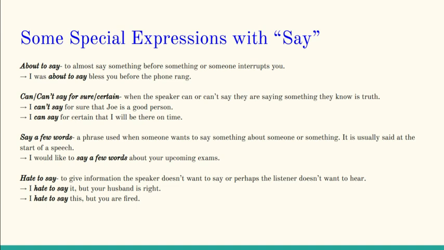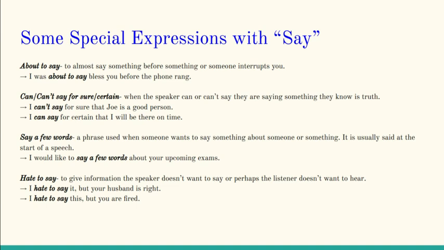Some other expressions are can or can't say for sure or for certain. I can't say for sure that Joe is a good person. That means I have doubts about what I'm going to say. When we say I can't say, there's a lack of confidence. Same thing with I can say. I can say for certain that I will be there on time. That means I know for sure 100% that I will be there on time.